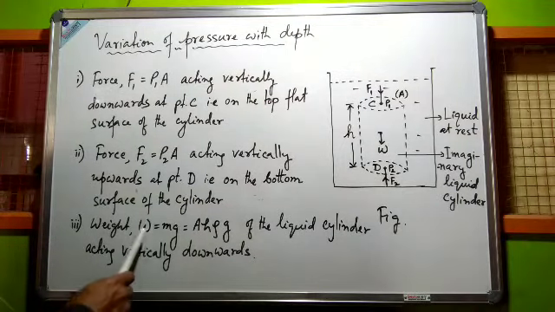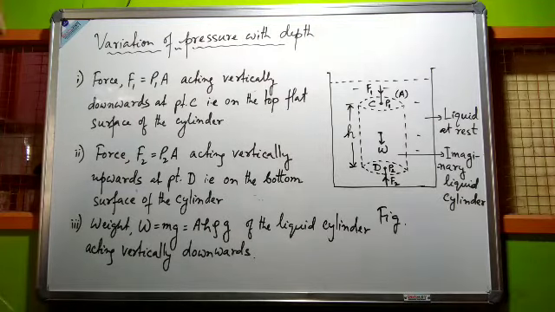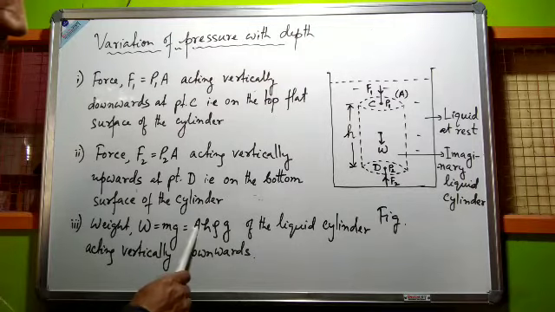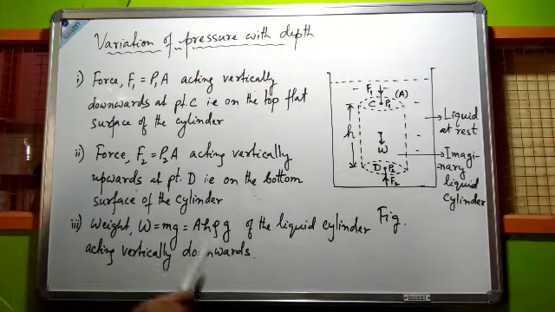Then weight W is equal to mg, that is mass into acceleration due to gravity. Here g represents acceleration due to gravity, and mass will be equal to A h rho, that is from equation number 1. Equation number 1, the m value is A h rho g of the liquid cylinder acting vertically downward.